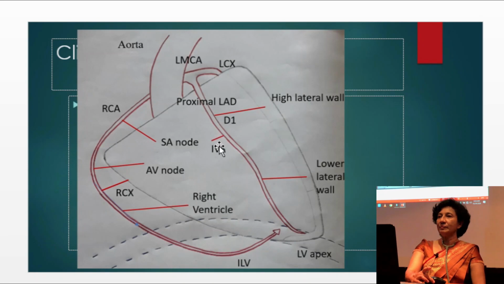Then there are septal perforators. They supply the anterior two-thirds of the interventricular septum and both bundles, right and left. Then the LAD comes down and supplies the lower lateral wall of the left ventricle. The rest of the LAD comes down and supplies the LV apex. The branches of the LAD are marked as D: D1, D2, D3, D4, like that.